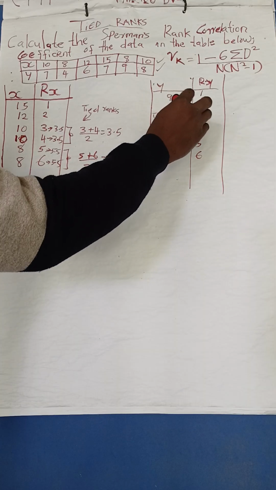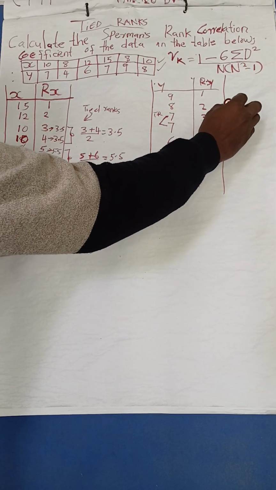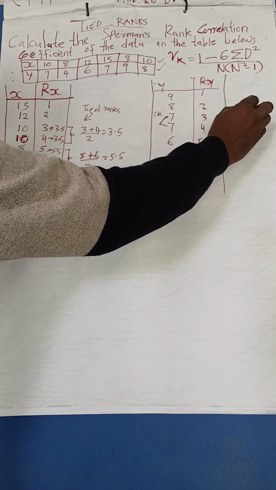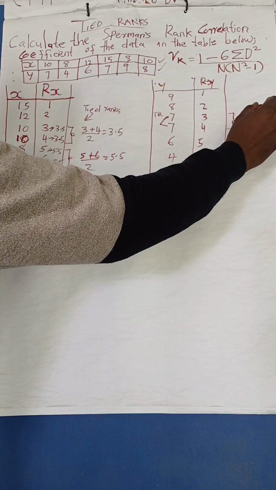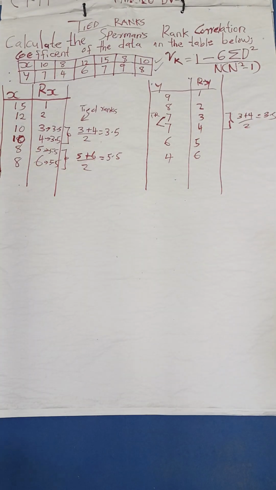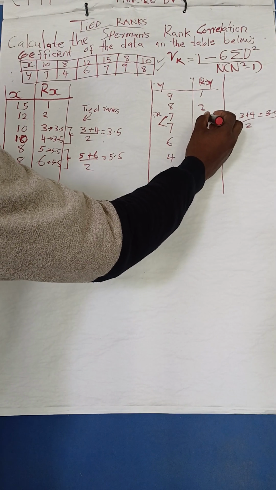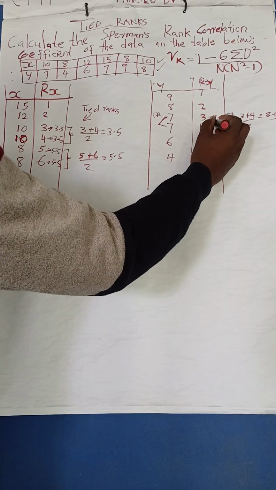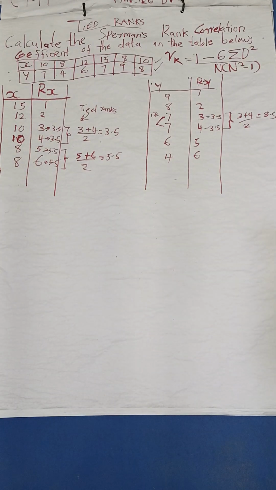So what do we do now? We add the 2. This will be 3 plus 4 divided by 2, that is 7 divided by 2, which will be 3.5. So the new rank for the one in position 3 will be 3.5, and this one will be 3.5. Good. So now we have ranked them well.